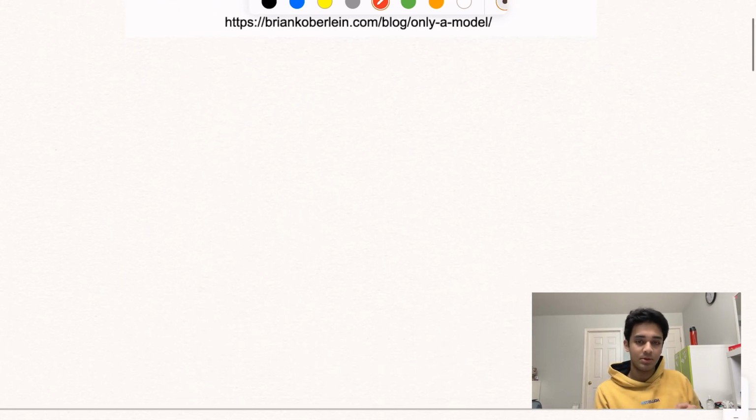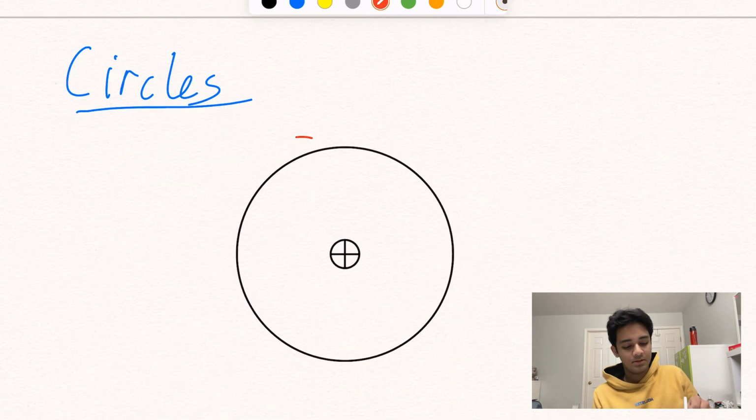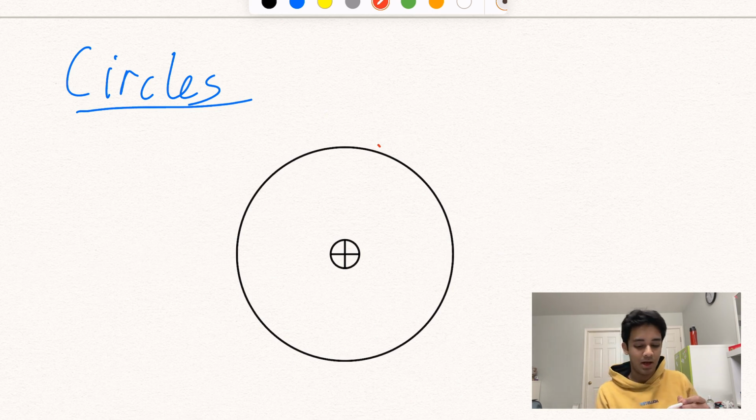Let's go a little deeper into these shapes. First, let's start off with circles. Circles are the easiest to work with. There's a center in the middle, and this can be a sun or a planet. And then there's an object on the outside that's going to orbit at a constant velocity. Unfortunately, a perfect circle doesn't exist in outer space.